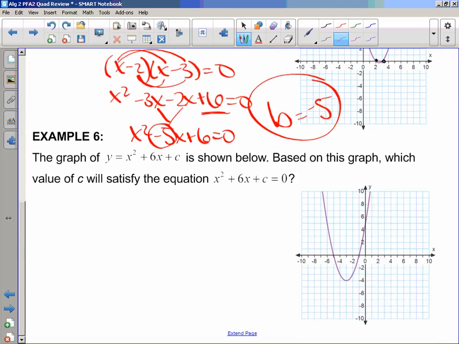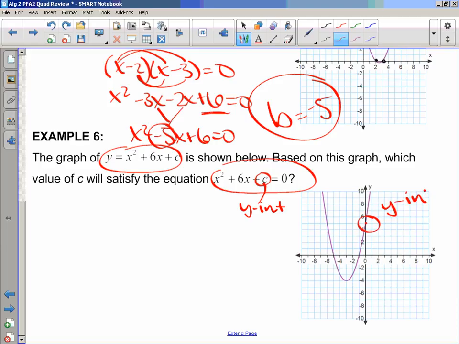Let's look at this one. So based on the graph, which value of c, now we've got a different equation, and we're finding a different variable. This one is not near as complicated as the other. All you have to do, remember what C is? C is the y-intercept. Where's the y-intercept? It's at 5. So there's my C.